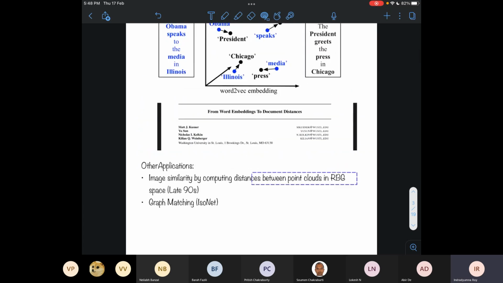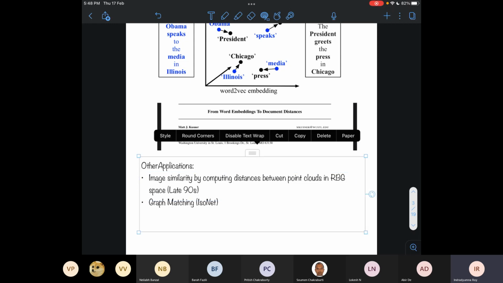As I said, this problem was thought about in the late 90s, early 2000s. And in those days, people started by looking at the image similarity setup, where you represent the images by a set of points, and the points exist in the red, blue, green space. So it's the three-dimensional space. So you have two images, and corresponding to those two images, you have a set of point clouds in the 3D space. And you want to minimize the distance between those two point clouds.